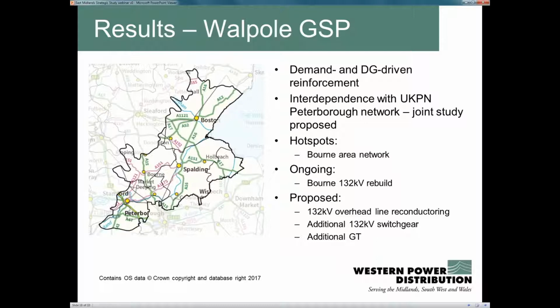The main hotspot in this particular area is the Bourne area network. As I say, that's for both demand and generation. We've got 132 kV rebuild works going on at the moment in that area, but to meet the future needs that our modelling scenarios suggest, there's further 132 kV overhead line reconductoring, other switchgear and transformer additional plant requirements that will be needed.